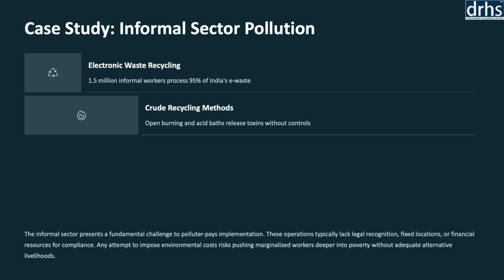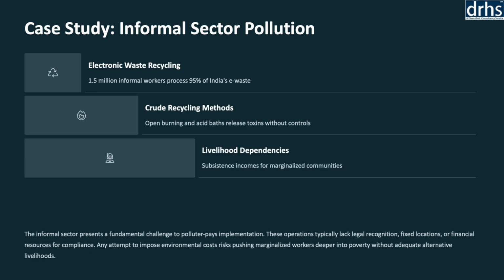These practices release toxic substances such as lead, mercury, dioxin, and polycyclic aromatic hydrocarbons into the air, water, and soil. Workers, including children, are exposed daily to hazardous chemicals without protective gear, leading to severe respiratory, neurological, and reproductive health issues. Another factor is related with the livelihood dependency.